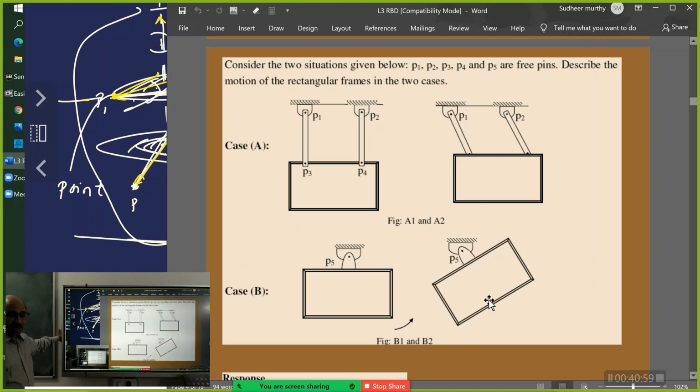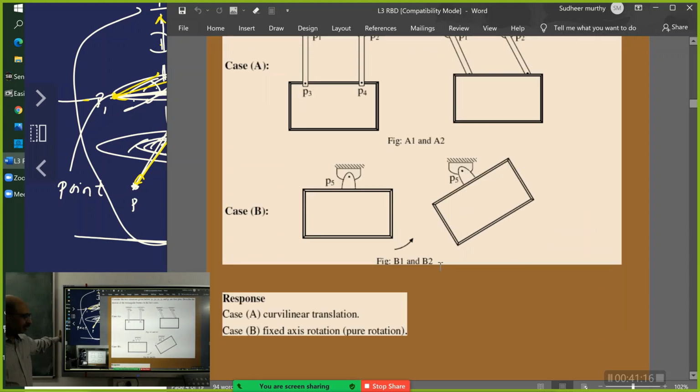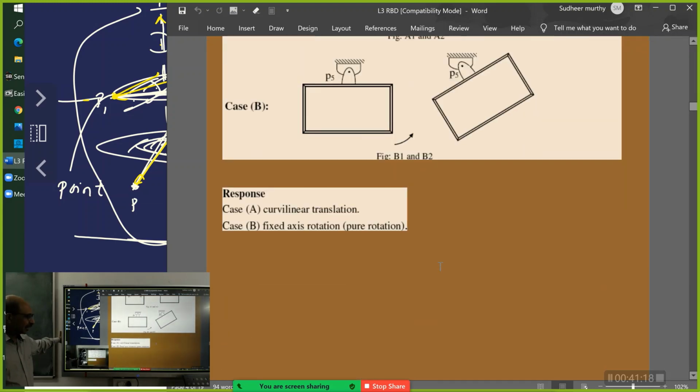See, the body is purely rotating. If you now go to particle dynamics, each particle in the frame is moving, rotating and translating. But the body as a whole is rotating. Fixed axis, pure rotation.